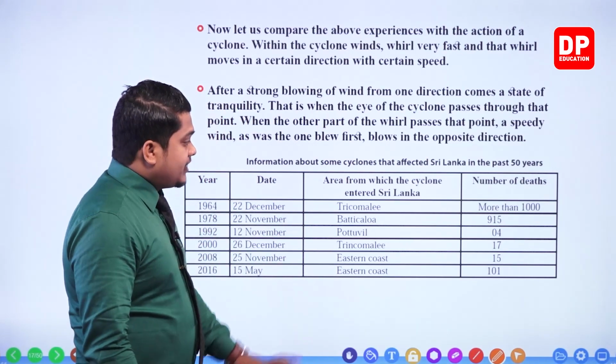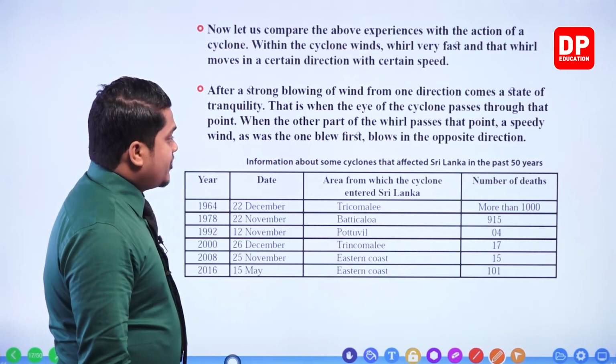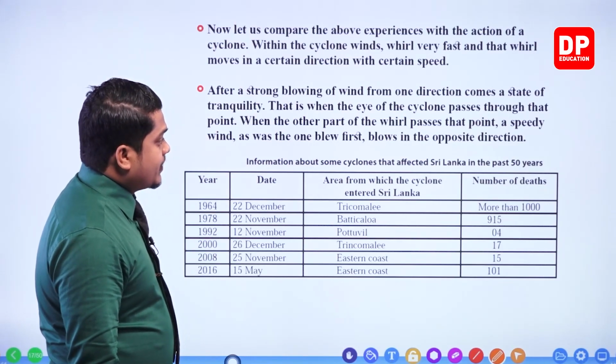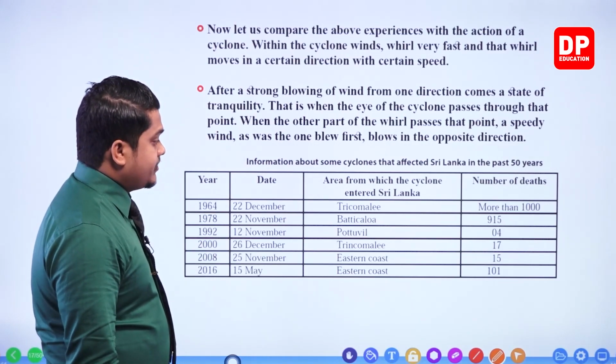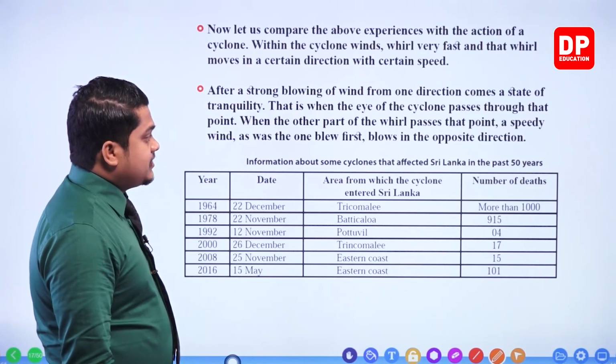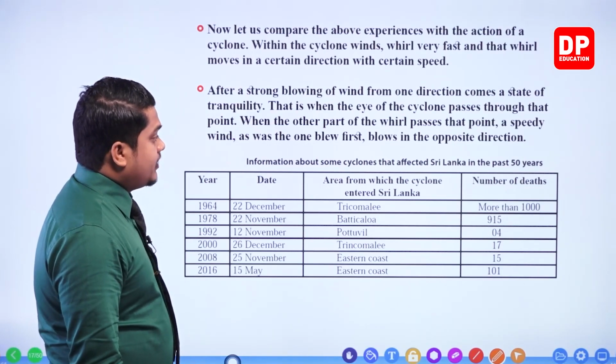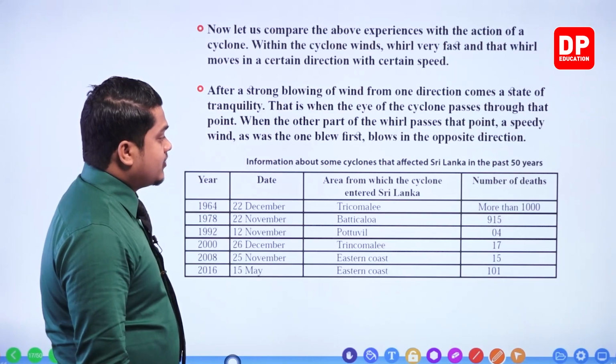So then you are given a table here with information about some cyclones that affected Sri Lanka in the past 50 years. In the past 50 years, some incidents related to cyclones are given here.